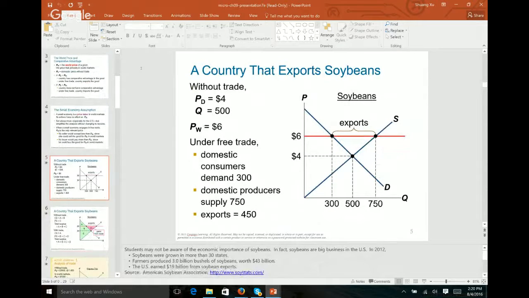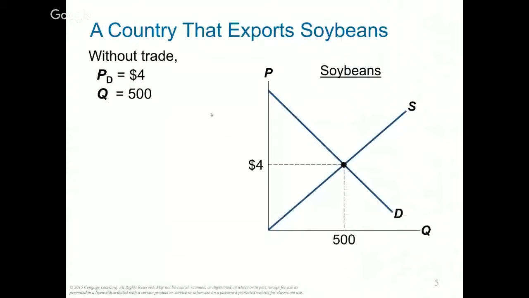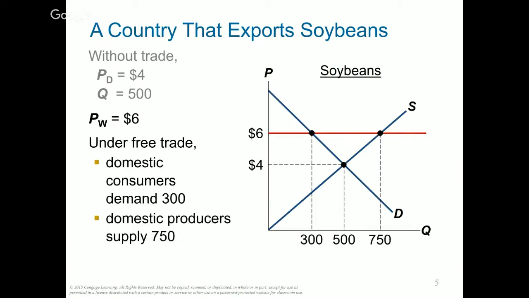So for this market, before trade, there's only one economy. Before trade, your consumer surplus will be this top triangle over here, and then producer surplus is the below triangle over here. Now with trade, if the world price is at $6 and your domestic price is only $4, then this economy will export soybean, because everybody else sells for more and you do it cheaper. Therefore you're going to export soybean. Your quantity of export depends on how much you're going to produce at $6 and how much you're going to consume at $6.